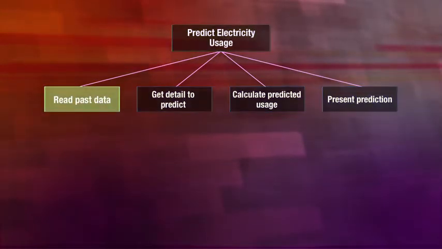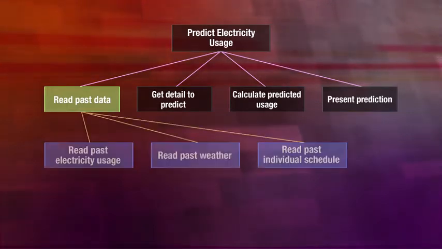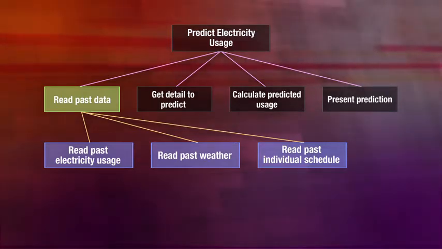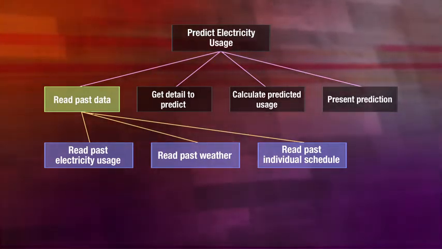So let's take the first subtask, reading the past data. For this, we have information about past electricity usage, past weather data, and past schedule. So we'll want to read in the data from each of those files. Okay, what are the steps involved in reading a file? Now we go on to take each of our current items and we break those down.